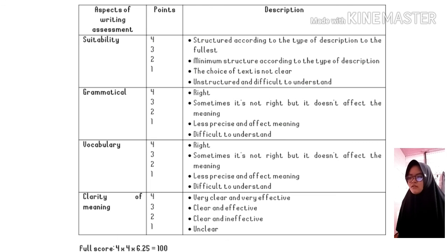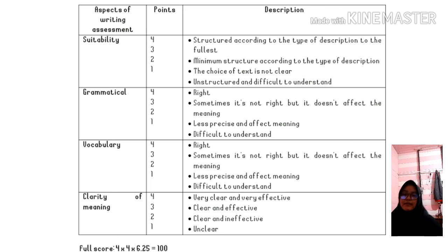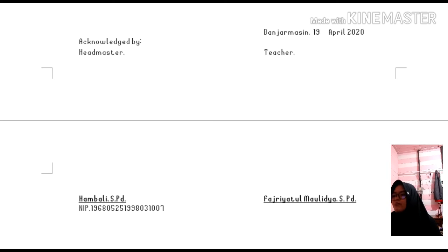clarity of meaning here: very clear and very effective. For the third point, clear and effective, clear and ineffective, and so unclear, that is for number one. And then for the full score, you can see under the table, I mean. So there is the acknowledgment by the headmaster, Bapak Hambali S.Pd. So Banjarmasin, 19 April 2020, the teacher by Fajar Tumoridia.